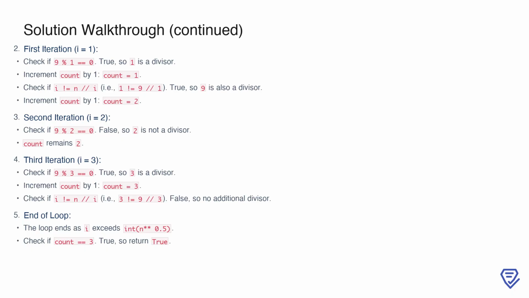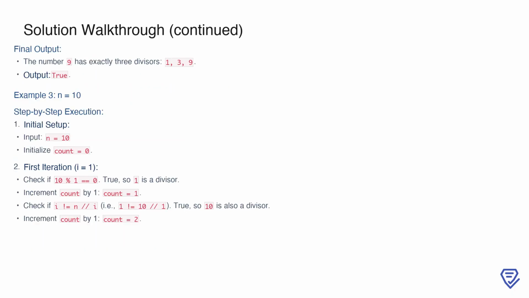We increment the count again, bringing it to 2. In the second iteration, i becomes 2. Since 9 is not divisible by 2, the count remains unchanged at 2. Next, in the third iteration where i is 3, we find that 9 is divisible by 3, so we increment the count by 1, making it 3. Because 3 is equal to 9 divided by 3, we do not add any additional divisor. When the loop ends, we check if the count is 3. Since it is, we return true. The final output for n equals 9 is that the number has exactly 3 divisors, which are 1, 3, and 9.